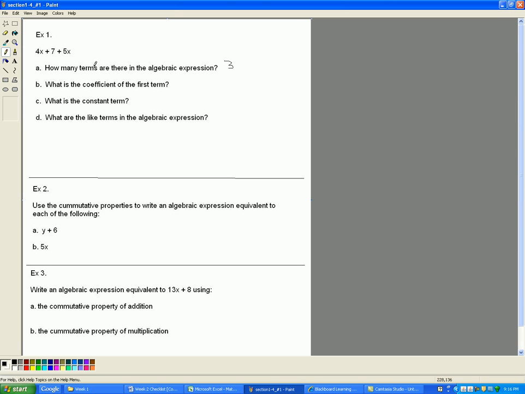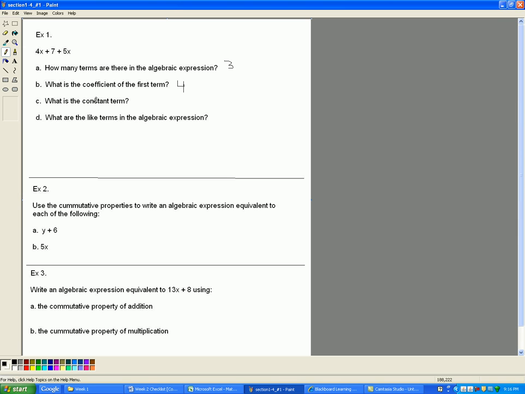What is the coefficient of the first term? So this is the first term. A coefficient is defined as the numeric value in front or behind, somehow associated with your unknown variable. Our unknown variable in this case is x, so we have to look to the number that's associated with that x, and it's 4. So it's 4 times x. So the coefficient in this case is 4.